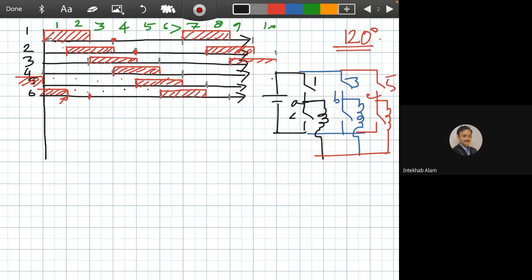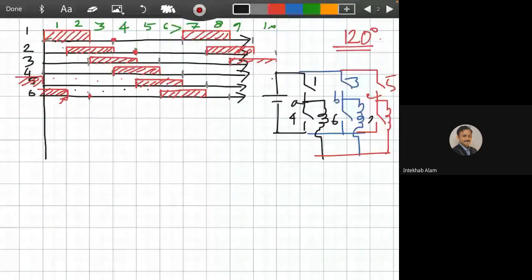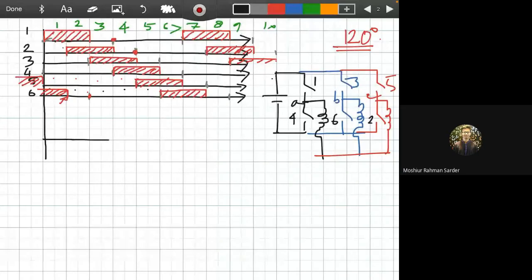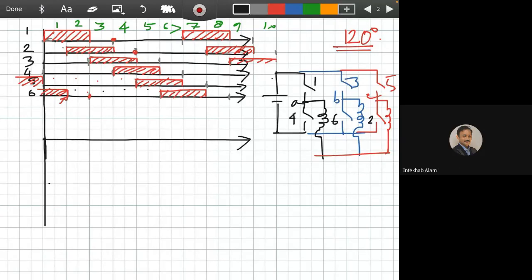There are 3 switches, so 1, 3, 5 in the upper bank and 3 switches in the lower bank: 4, 6, 2. So what will happen? Especially for 120 degree, you can see that only 2 switches remain on in each mode. Can you see it? Yes, sir. So if only 2 switches will remain on, what will the output voltage and what will the circuit be?